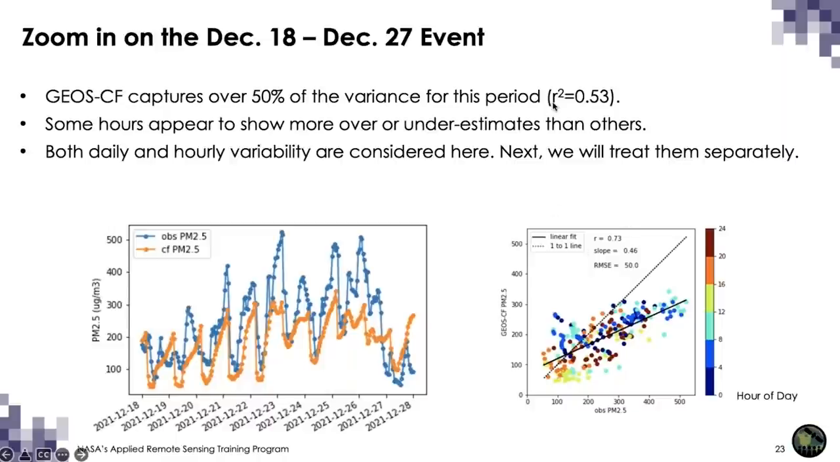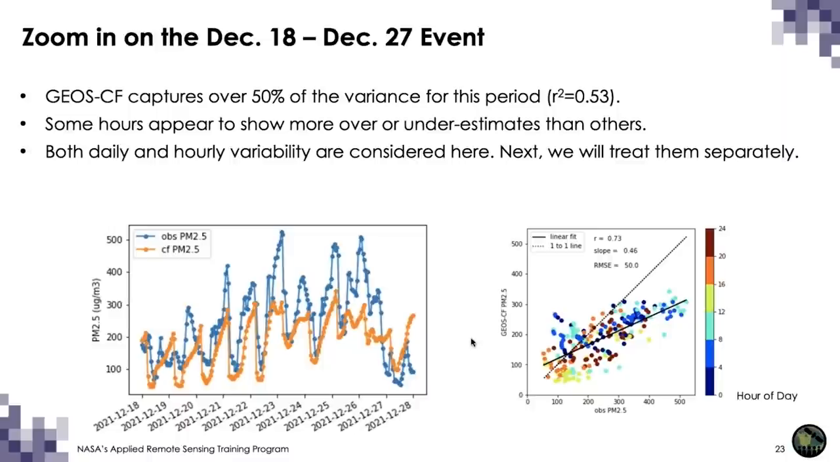The scatter plot here shows the GOCF PM2.5 on the y-axis versus the observed PM2.5 on the x-axis. The solid black line shows the linear regression line, while the dotted line shows the one-to-one line. The slope of the regression line is less than 1, indicating that as the observed values increase, the increase in the GOCF values tends to be weaker. The correlation coefficient is 0.73, so the R-squared value is approximately 0.53. I also show the root mean square error, RMSE.